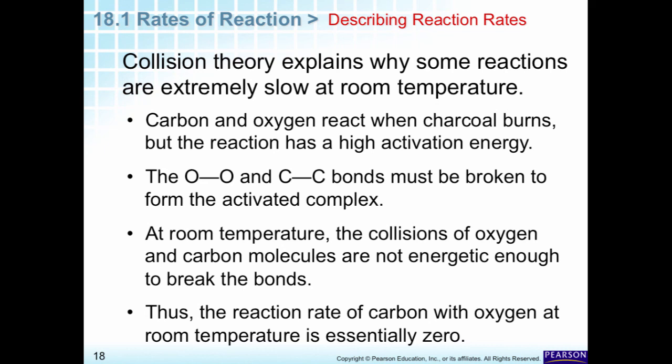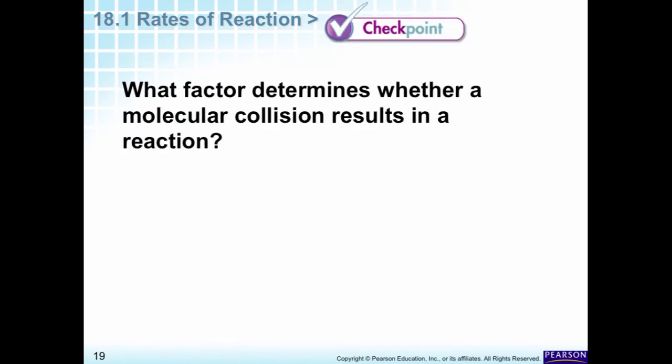But once you do, you're able to keep the coal burning because it releases enough energy to activate it each time. So if we look at the activated complex in carbon and oxygen, we have to break and rearrange those bonds during the activated complex. And at room temperature, usually the collisions of oxygen and carbon molecules are not sufficient to break those bonds. So at room temperature, basically the reaction rate is 0 because nothing's happening. We haven't put enough energy in. We have to do something to initiate the reaction.